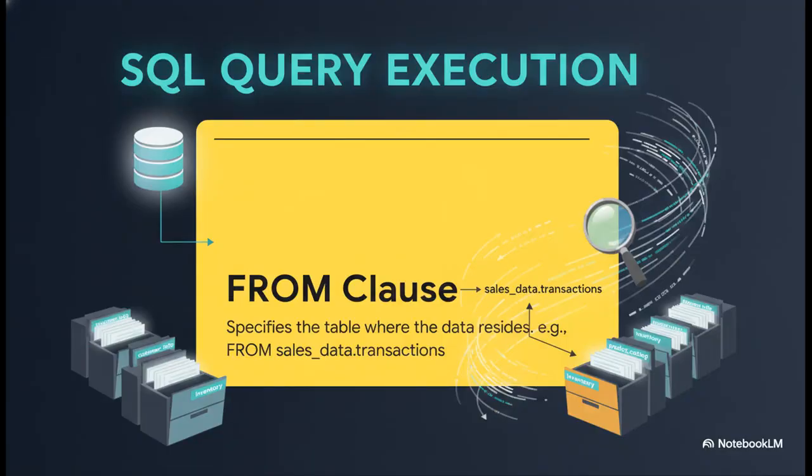Okay, let's dig into that a little deeper. The from clause, you've got to think of this as your real starting point. It's like walking into a massive library filled with filing cabinets. You can't start looking for a specific sentence on a page until you've found the right book on the right shelf. From is you walking straight to that specific filing cabinet. In this example, the salesdata.transactions one. It's step one, find your data's home.